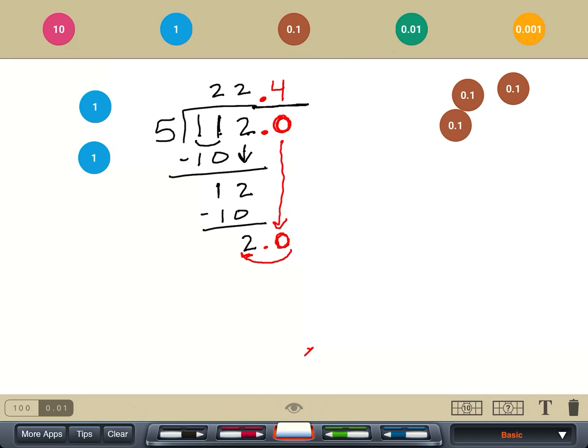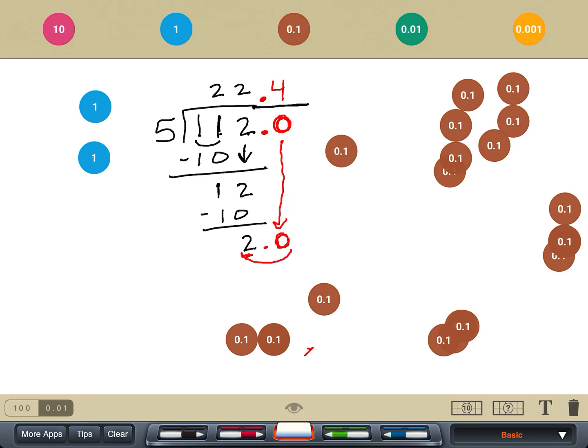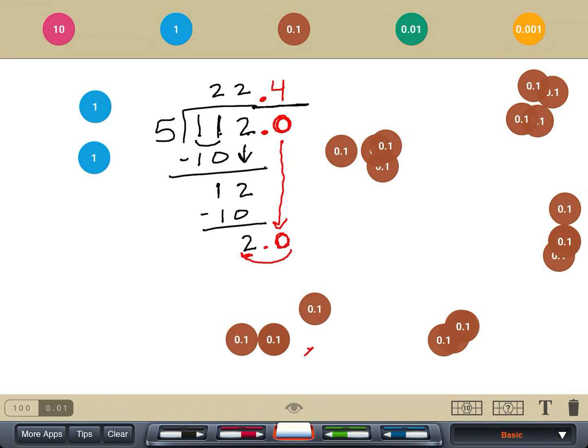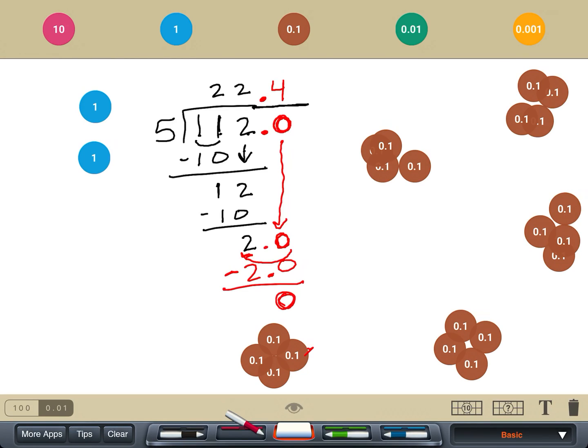If I had 20 of these, and divided them into 5 groups, 1, 2, 3, 4, do you see how I have 4 in each of my 5 groups? And now I have used all 20 of my tenths. Now I have nothing left over. I have nothing more to bring down. So my answer is no longer 22 remainder 2. My answer is 22 and 4 tenths.